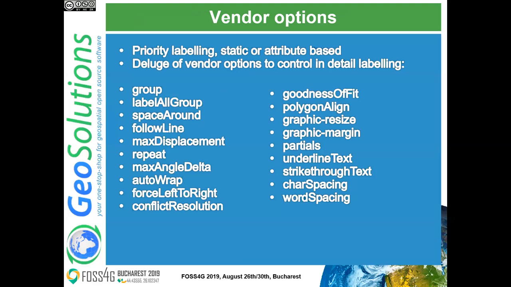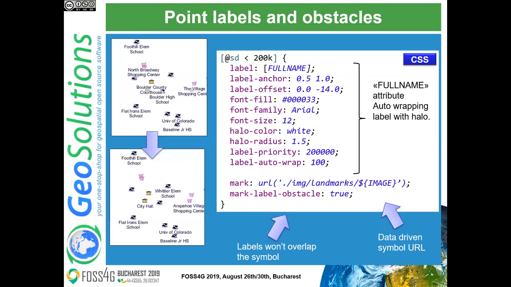Labeling. Labeling is the area where classic SLD failed us the most. Classic SLD only supports very basic labeling. And over the years, GeoServer has grown a very long list of options to do more, to group labels, to drape a label along a line, to fit within polygons or not, to automatically wrap labels, to force a label to be painted left to right, even if it would look upside down, whether or not to do conflict resolution, and so on and so on. So we have a veritable platoon of vendor options here. And typically doing some decent map involves applying one or more of them.